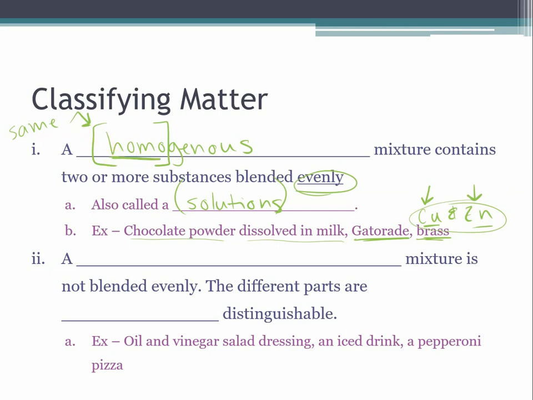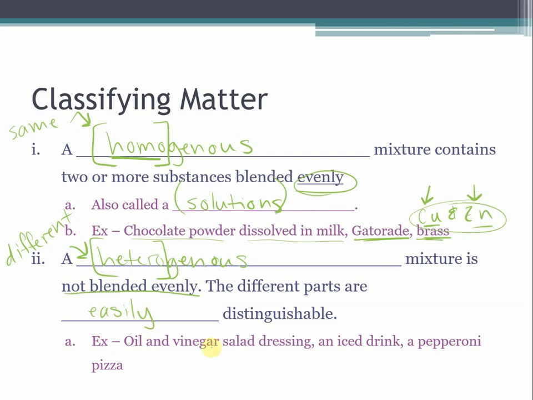It is the same. The other side of this is a heterogeneous mixture. This prefix hetero meaning different. So these are mixtures that look different throughout. When you look at them, you can see the different pieces because they're not blended evenly. The different parts are easily distinguishable.